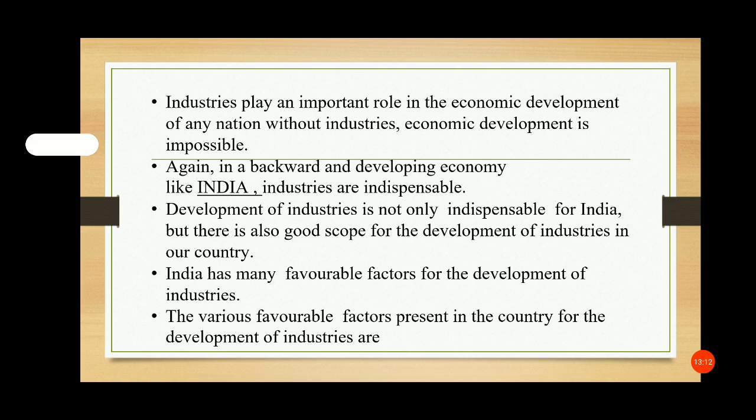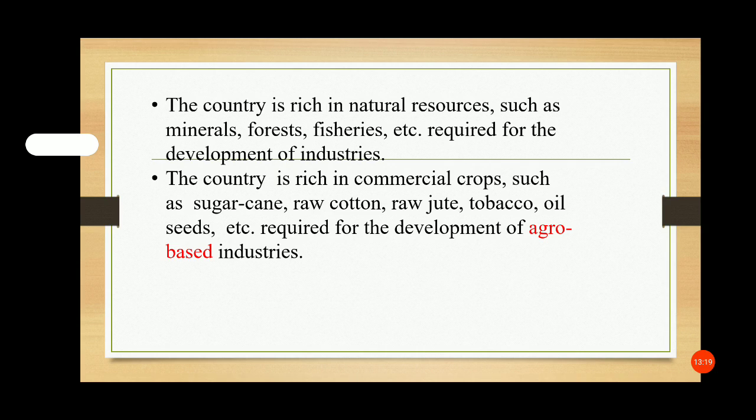The various favorable factors present in the country for the development of industries are: the country is rich in natural resources. You know that we are in good condition in mineral resources, as well as the monsoon comes into India every year at a specific time. Forest cover area is also very fruitful. We have a good, long coastal area. That's why fishery activity is a very important activity. And these are required for the development of industry.